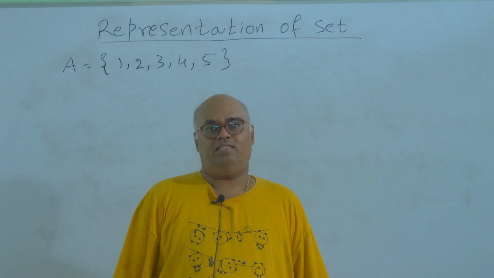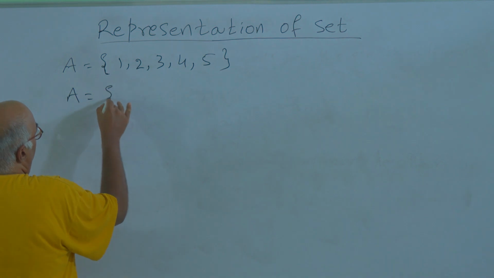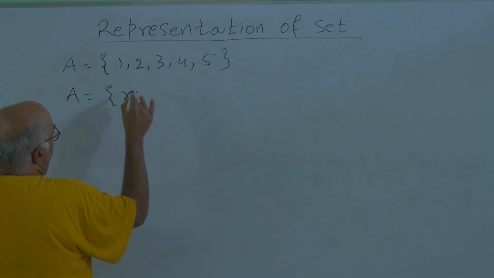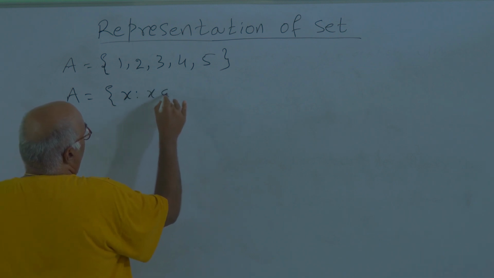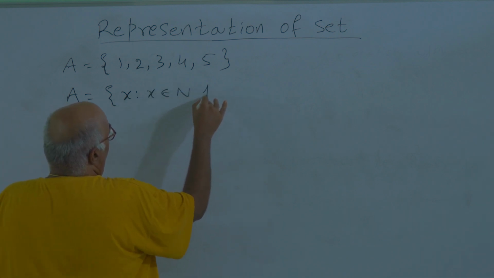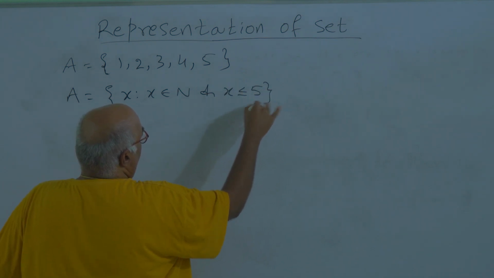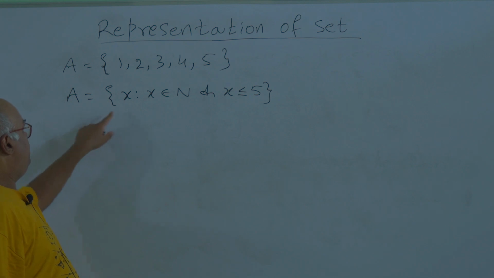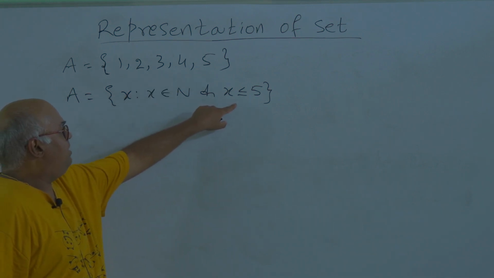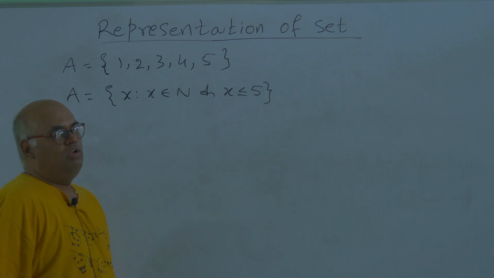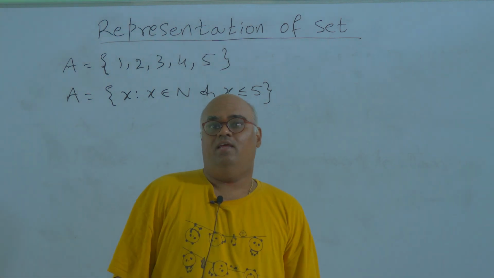So in set builder form I write this set as A is equal to X such that, this is called the such that symbol, X belongs to natural number and X less than or equal to 5. So set A is equal to X such that X belongs to natural number and the value of X is less than or equal to 5. It cannot be more than 5. So this is how you represent a set in set builder form.